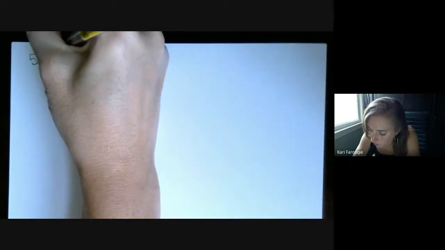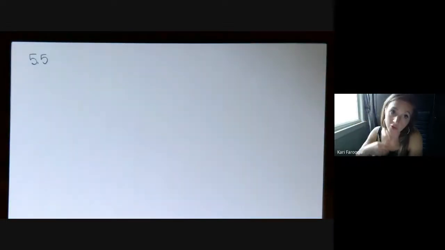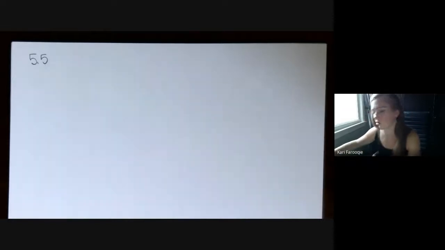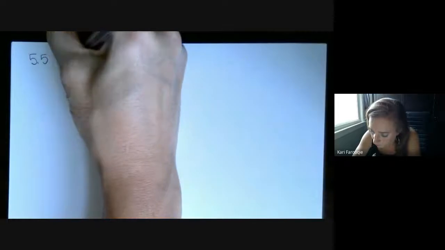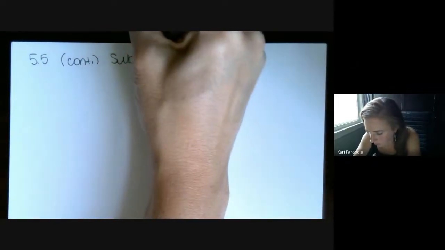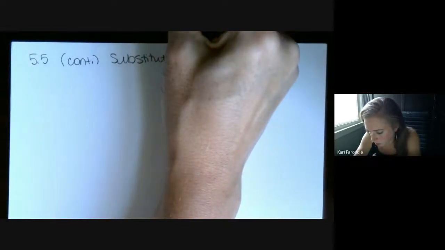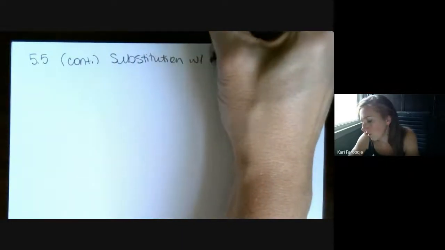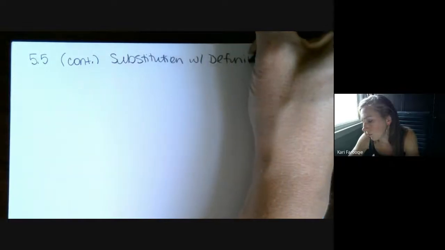Okay, so today I want to talk about 5-5 and how it relates to definite integrals, and then I want to talk about a few different types of integrals you're going to see that are not definite integrals, but just special types of integrals I want to make sure that you're aware of. And this is substitution, and today we're going to do it with definite integrals.